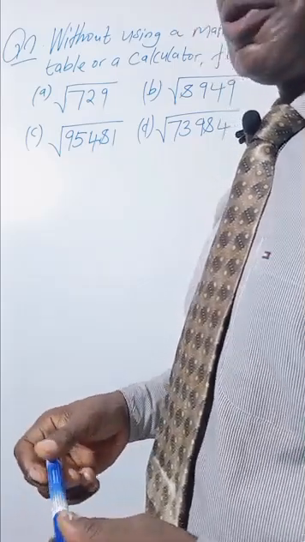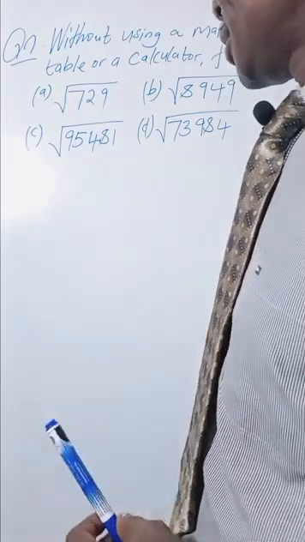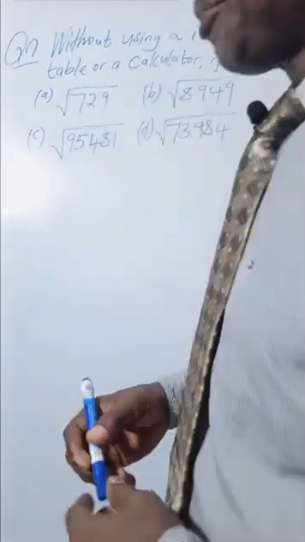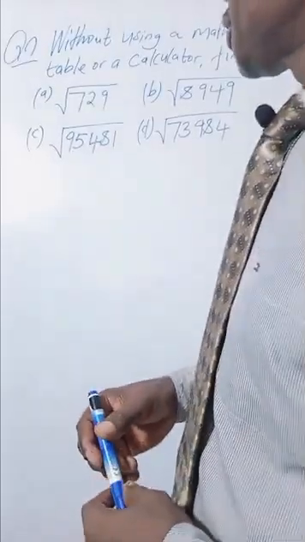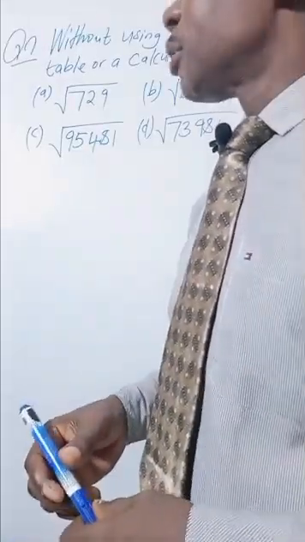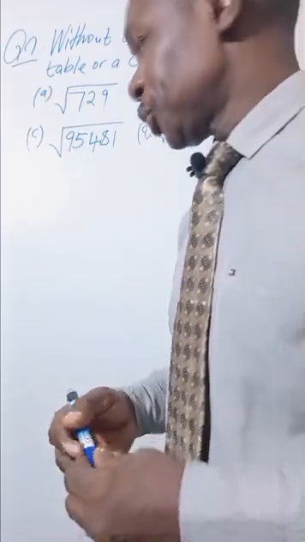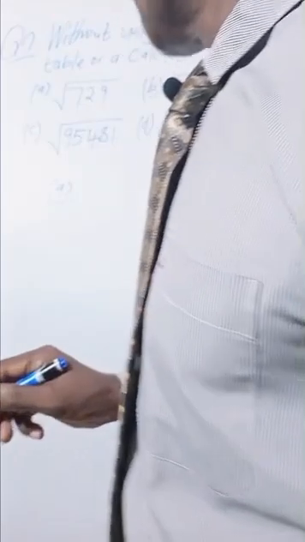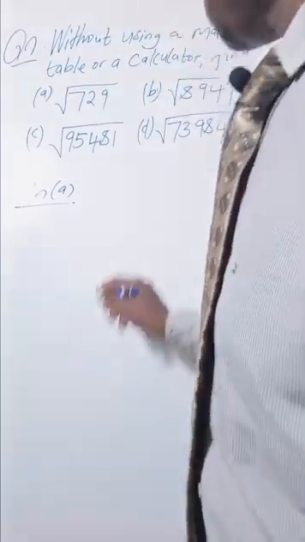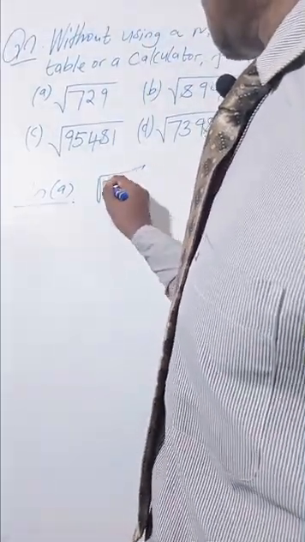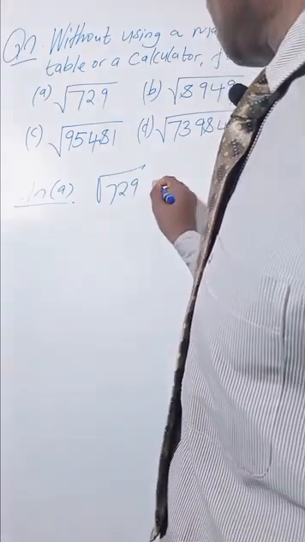Okay, so if you're told to find without using a calculator or mathematical table, there is what we call the general method of finding the square root. It's a topic on its own. So since you are solving questions, I'll just be hinting some tips on how to go about it. Pay attention. Let's start with solution A. What is it? You're supposed to find the square root of 729.